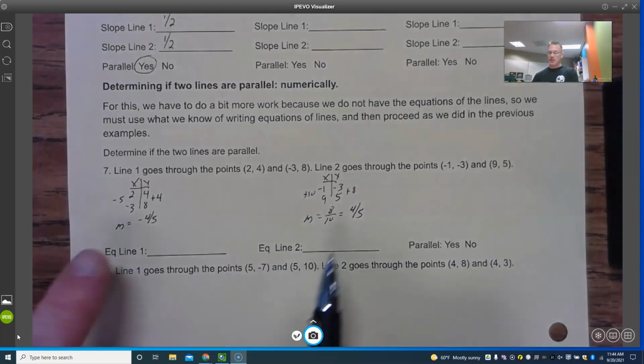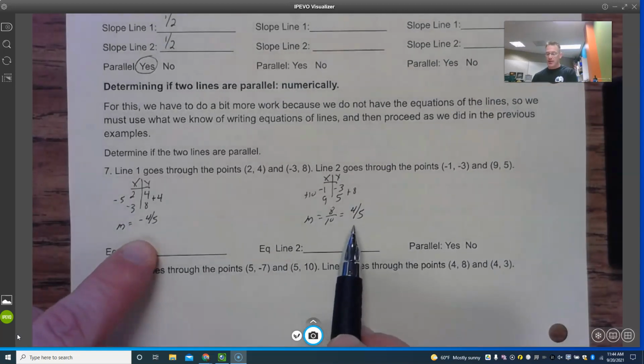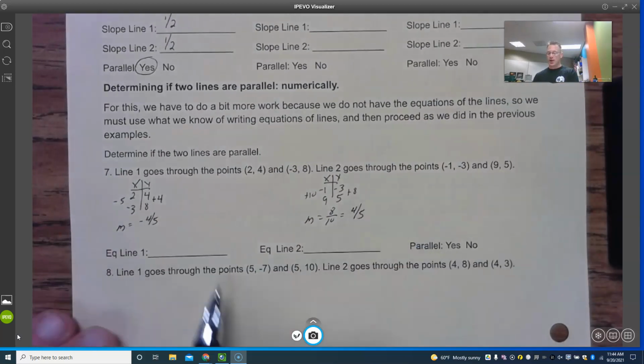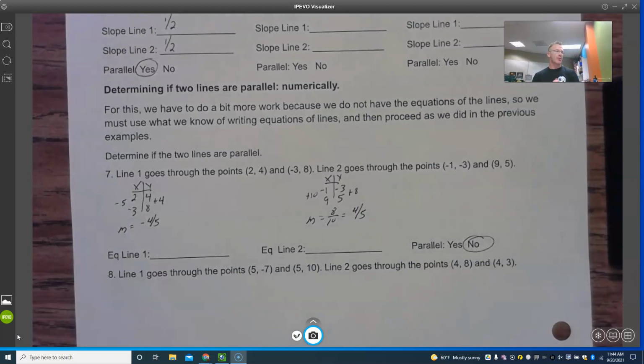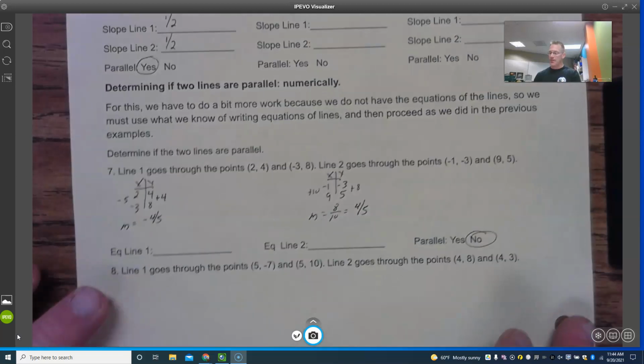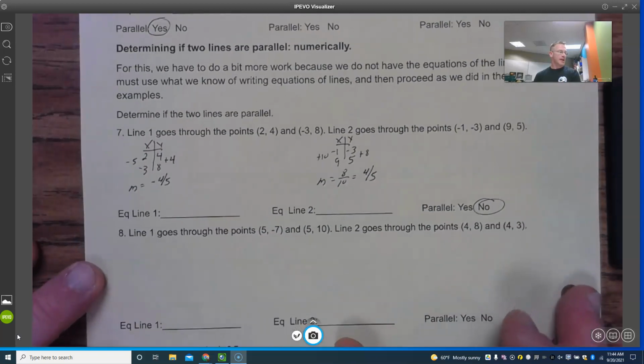And so once again, we can see that the slopes are not exactly the same. And if they're not exactly the same, the lines can't be parallel. So I don't even have to go on to try to figure out what the equations are because the slopes aren't equal. All right, now moving on to problem 8.